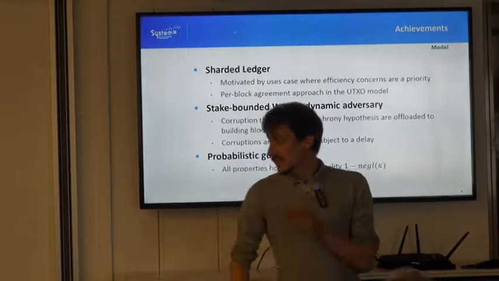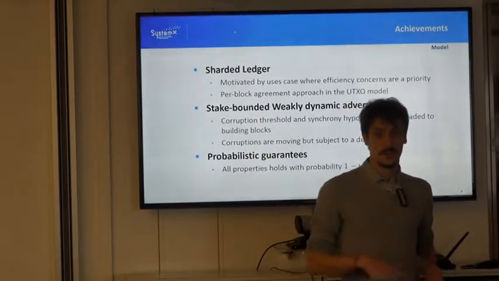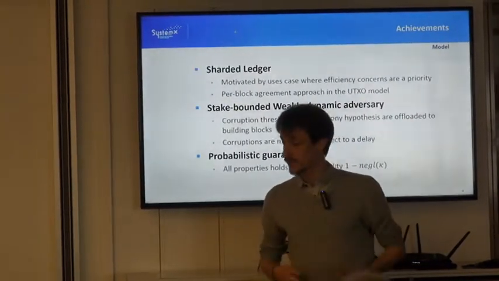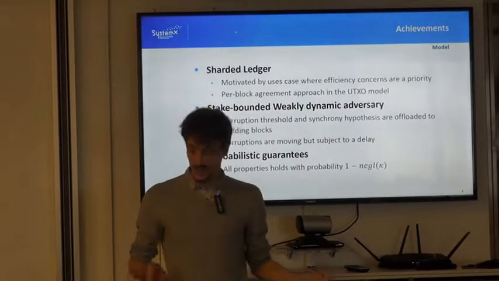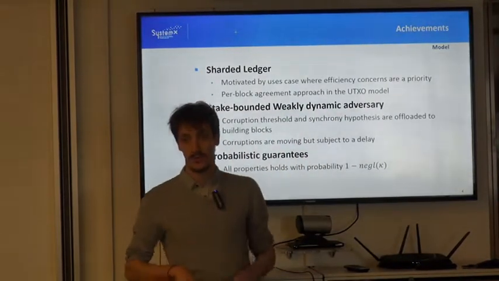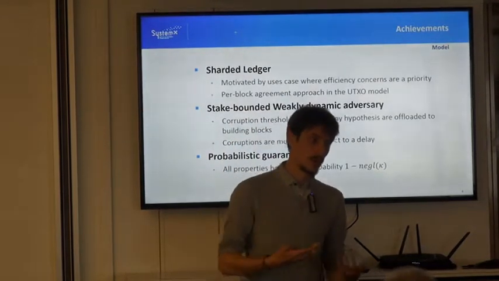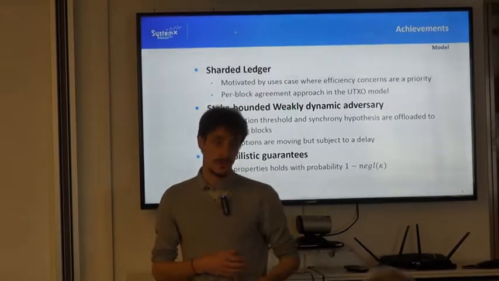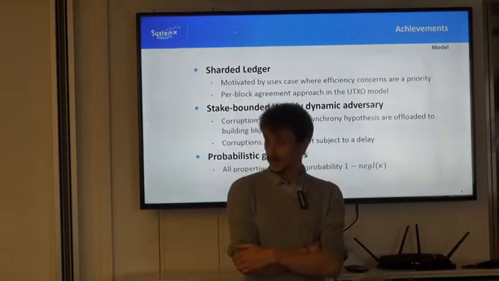So Stakecube is a sharded ledger. This is motivated by a use case where we want to be as efficient as possible, and so this is the point of sharding. And we follow a pair block agreement approach. We have a final block, one after another, no forks, and we are in the standard UTXO model.